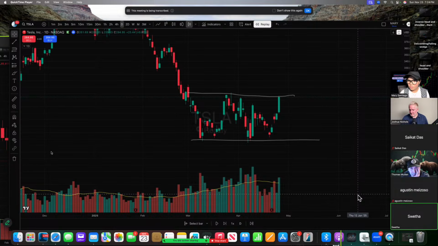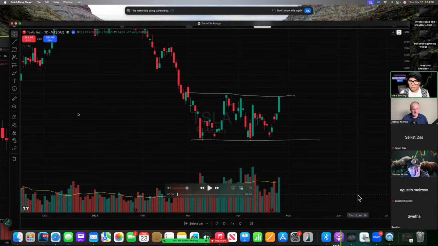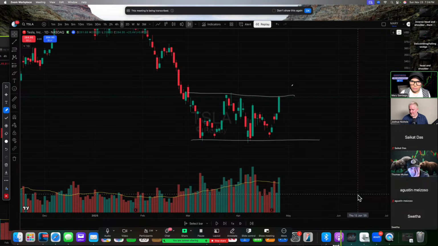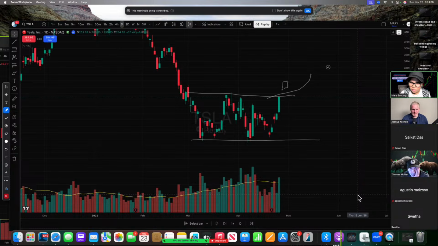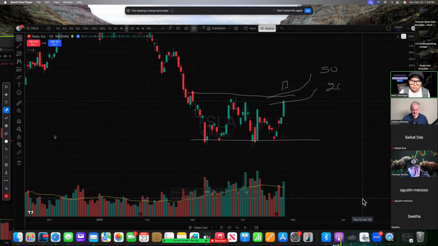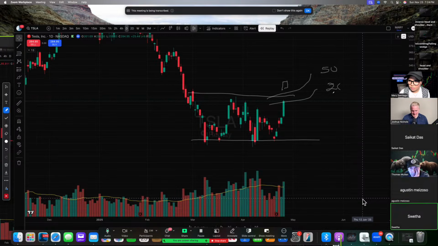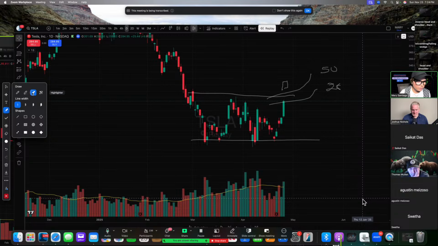EMA crossing. Very good. If the candles break out of that EMA, for example, what is the one thing that remains bullish? If this is 50 and let's say this is 200, which one do you prefer to be above? 50 above 200. Absolutely.